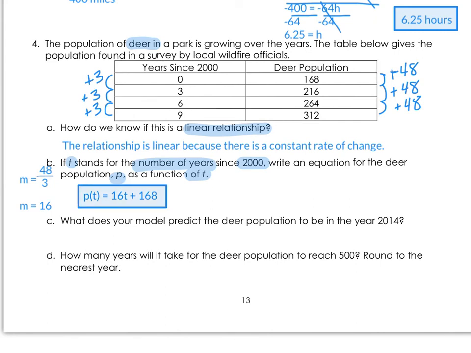The next question says, what does your model predict the deer population to be in the year 2014? So we're predicting the deer population in the year 2014. Well, how many years since 2000 is that? We could subtract it. Since 2000, that's 14 years. So I know my t value is 14. So I'm going to rewrite my equation, but I'm going to replace the t with 14. So P of 14 equals 16 times 14 plus 168. Then it's a job for the calculator to give us our P of 14 value, which is 392. That's the number of deer, so I'm just going to write deer.